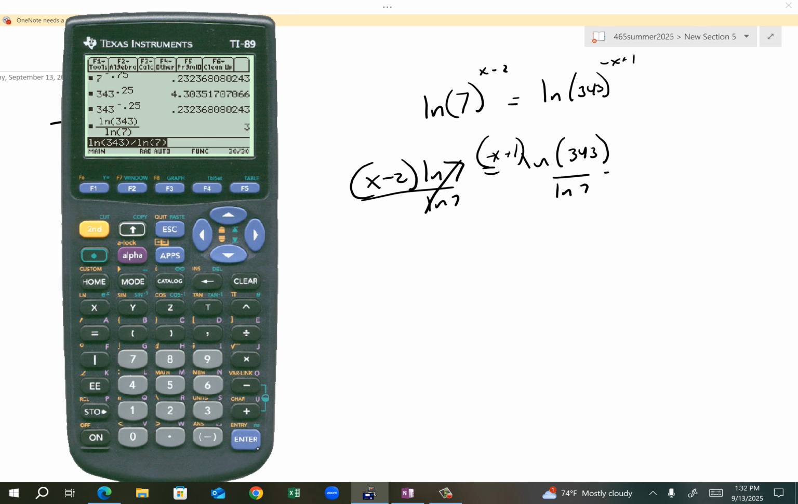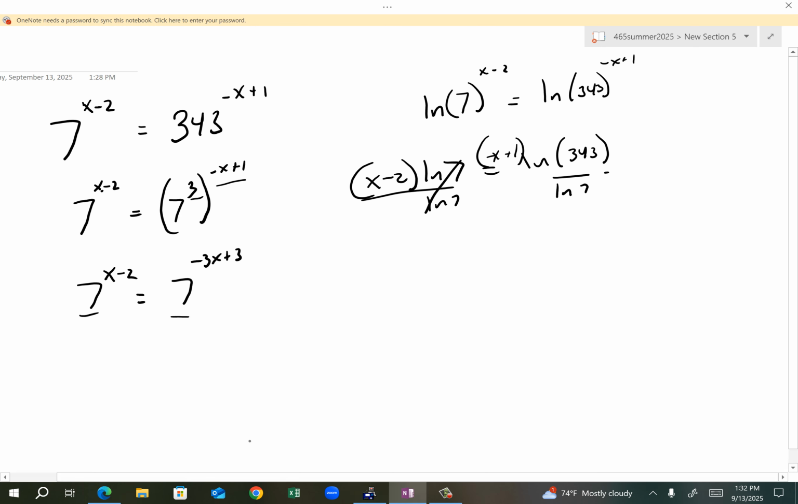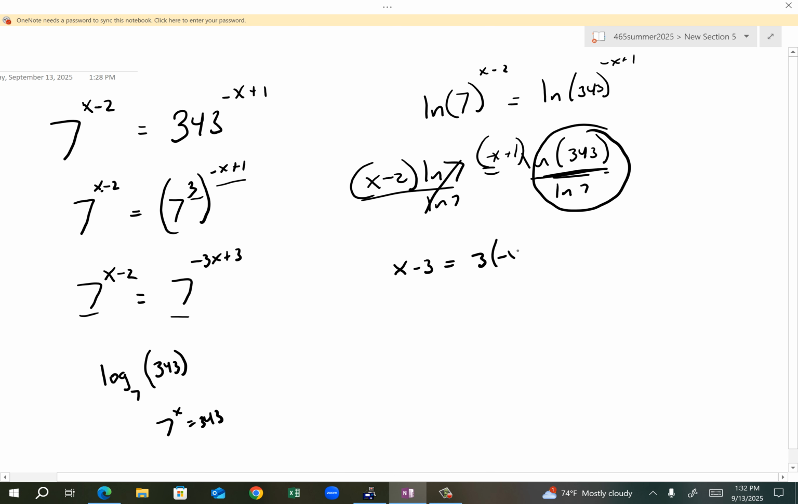Because what you're really saying when you do this, the ln of 343 divided by the ln of 7, is: what is the log base 7 of 343? In other words, 7 to the what power is equal to 343. You are solving that equation. And so lo and behold, what I end up with is x minus 2 is equal to 3, because again, this is 3, negative x plus 1.